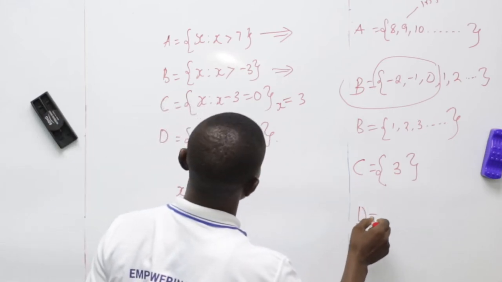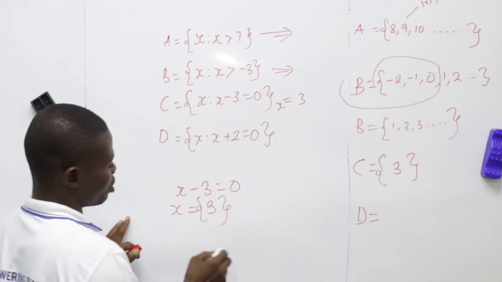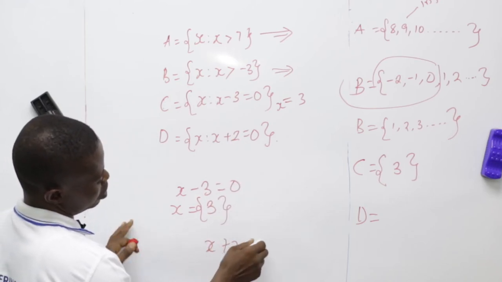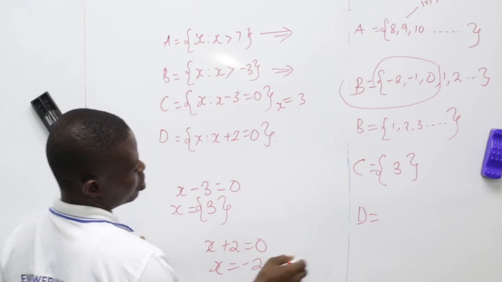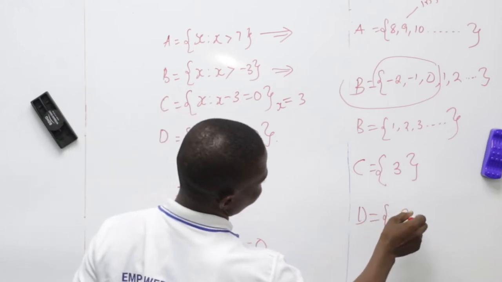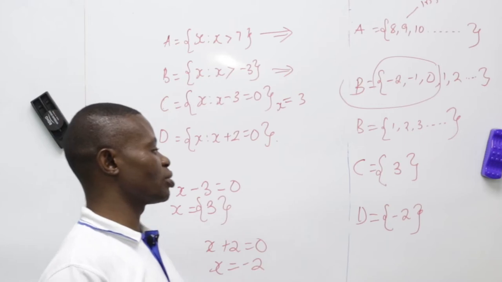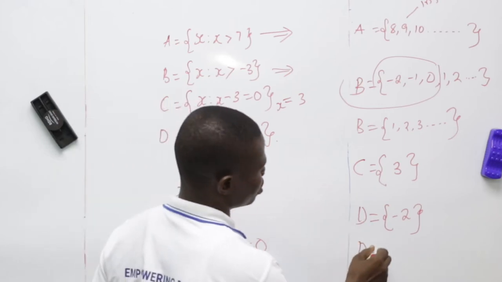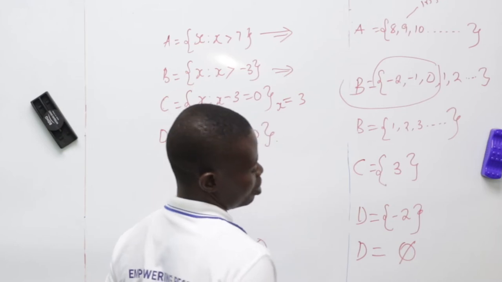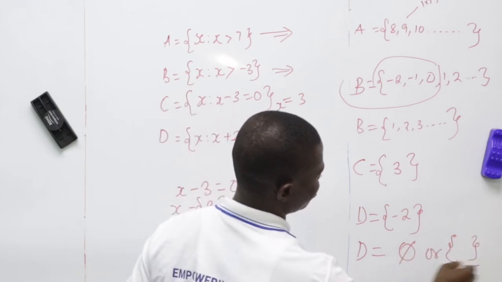Now let us consider D. The same way we solve this, x plus 2 equals 0. When we collect like terms, x equals minus 2. So D is minus 2. Meaning from the instruction in the question given to us, minus 2 is not part of the set. Therefore, set D is empty.